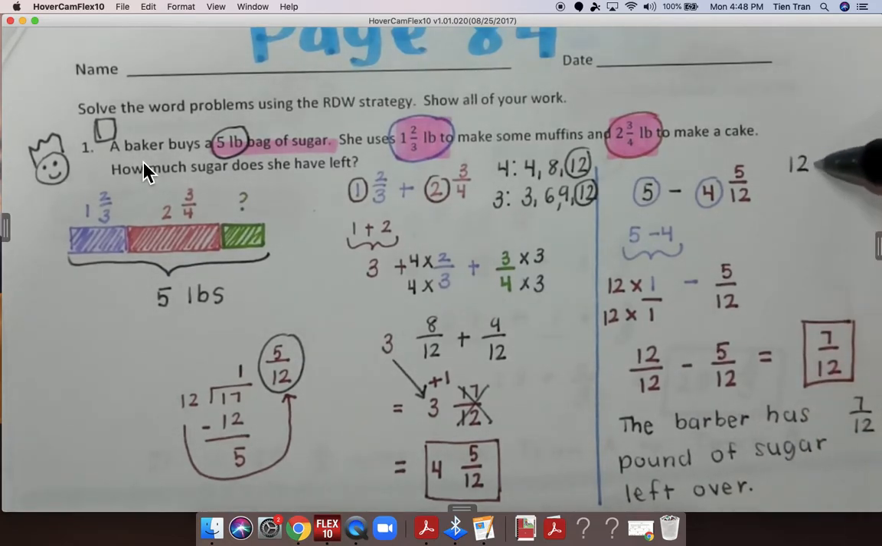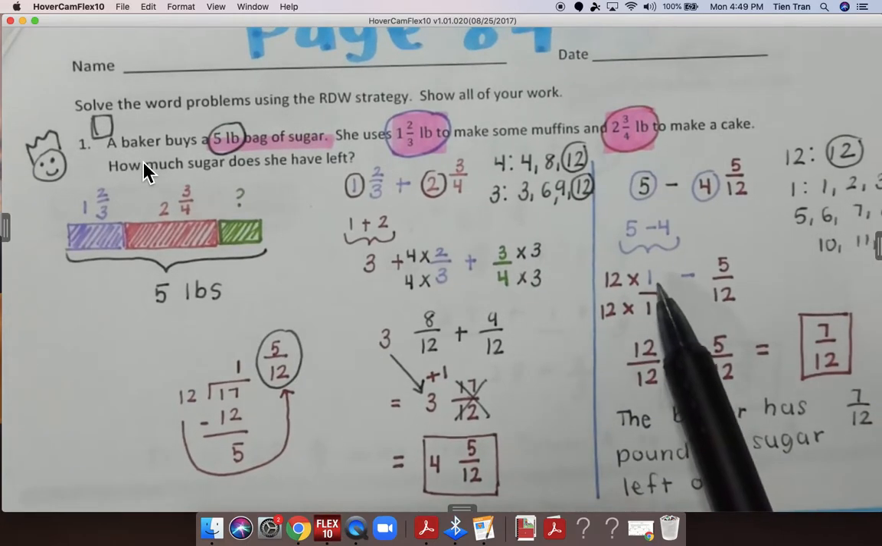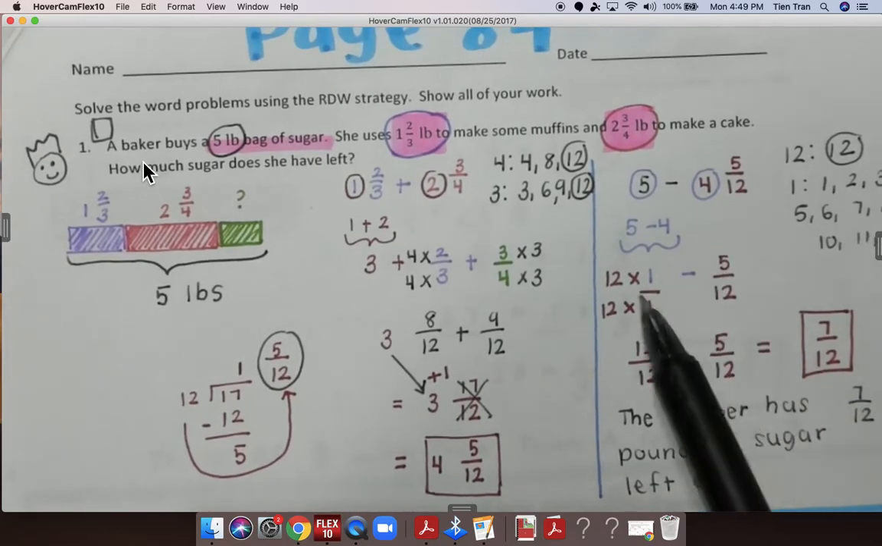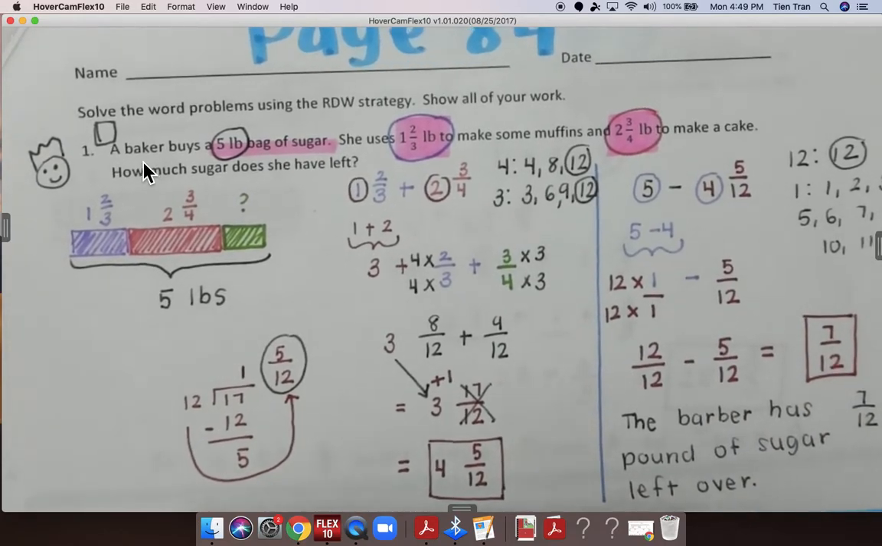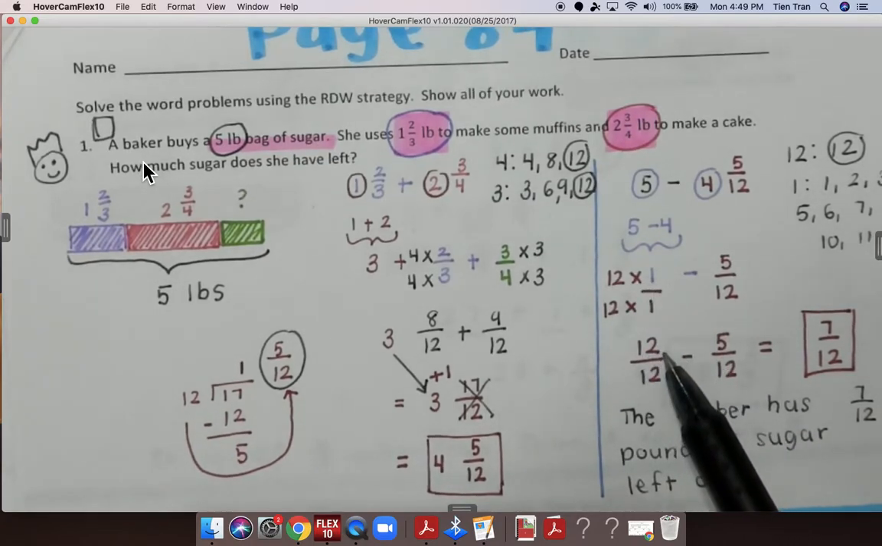So I'm looking here at 12, and for 1, I have 1, 2, 3, 4, 5, 6, 7, 8, 9, 10, 11, 12. So 12 is my common denominator, so that's why I'm multiplying times 12 times 12. I changed my whole number into a fraction by just putting a 1 under it, because 1 divided by 1 is equal to 1. It's the same thing. They are equivalent to each other. So now I have 12 times 1 is 12, and 12 times 1 again is equal to 12.